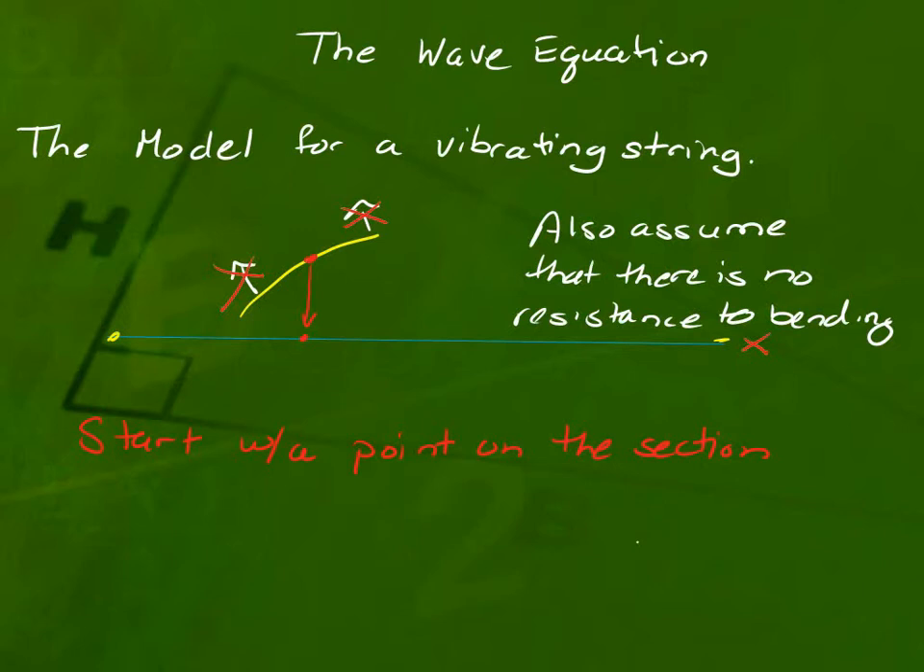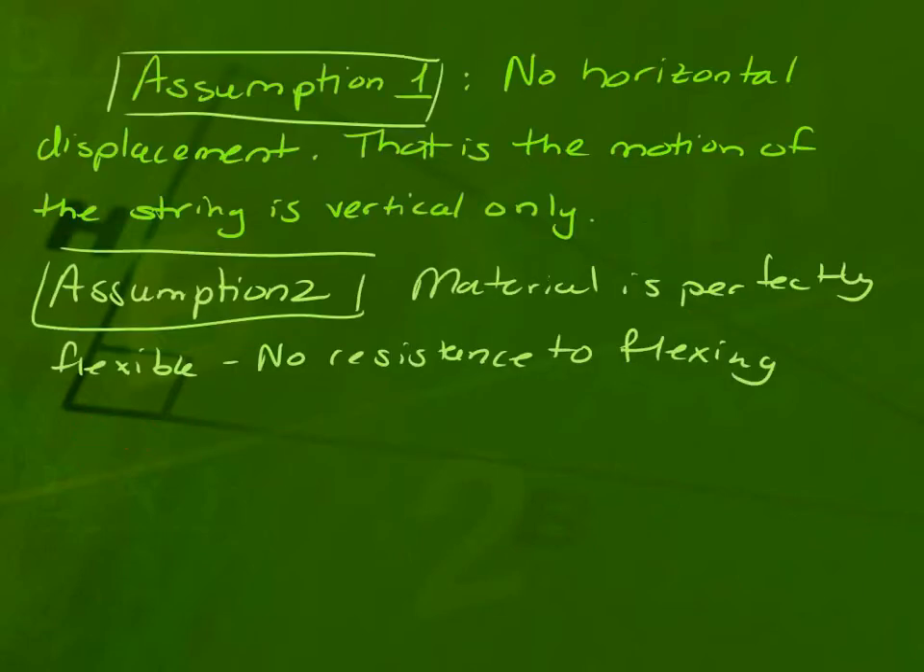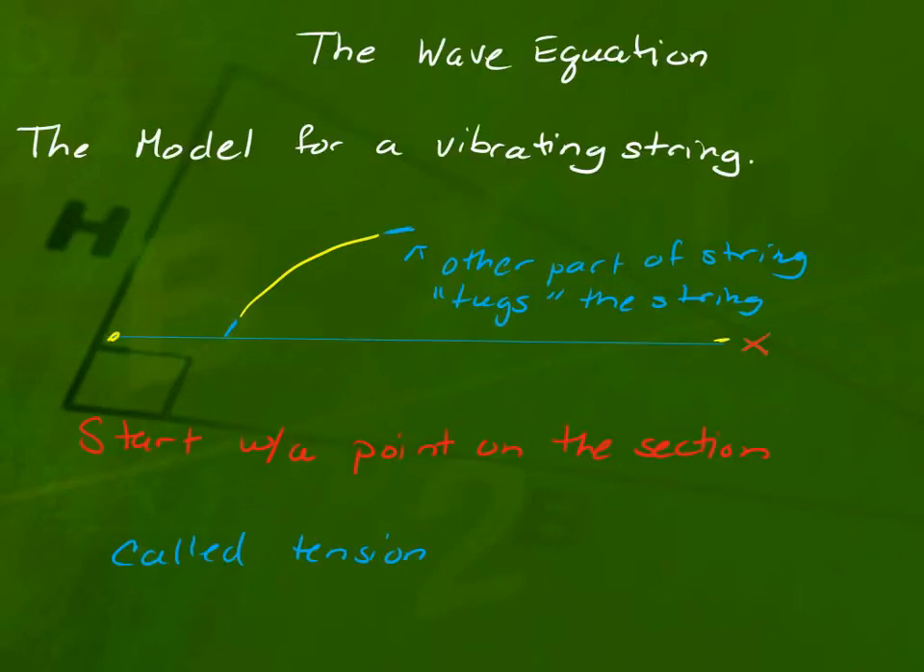The second assumption is that we're going to assume that there's no resistance to bending, which if you have a guitar string, that's not true. Do any of you play guitar? I play guitar, so that's not true. You have some resistance to bending, but we're not going to assume that there's any force resisting that string being pulled. So the material is perfectly flexible, no resistance to flexing at all. That's assumption 2.